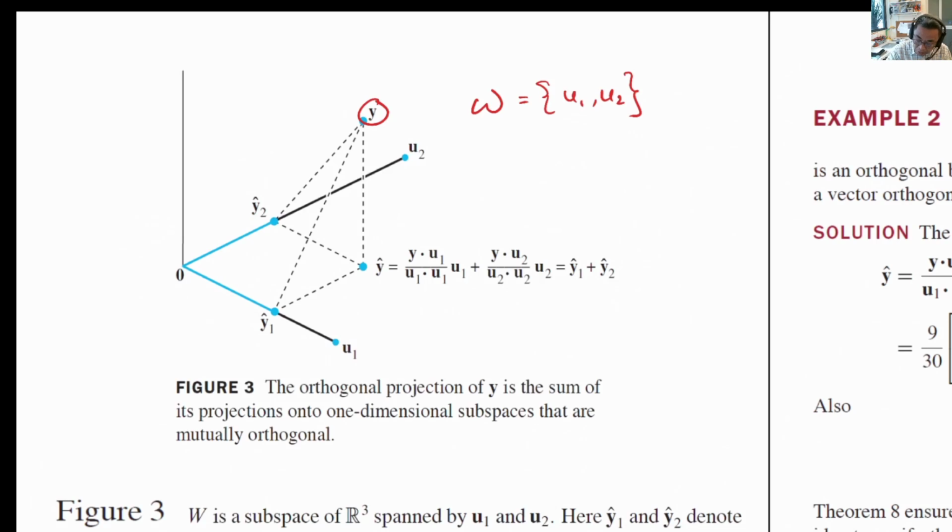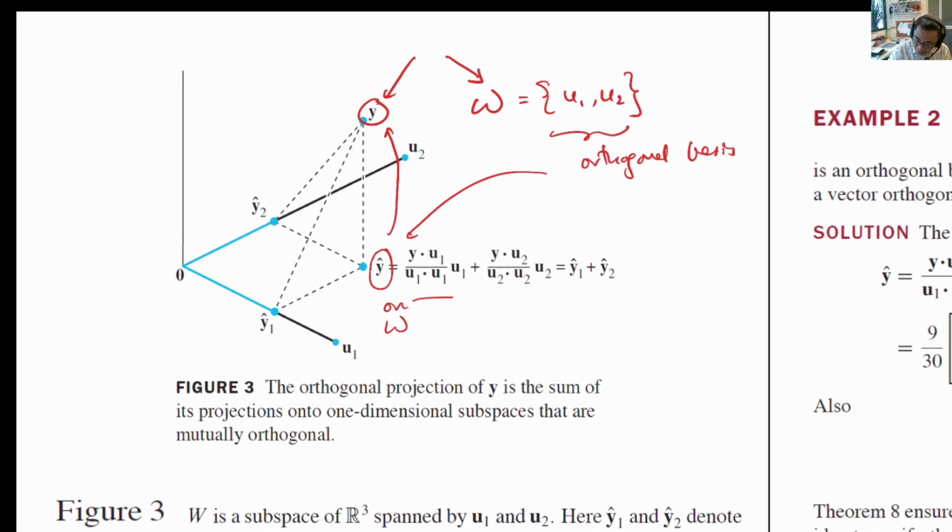In this example, we're going to project y onto the subspace W, where subspace W has the basis u1 and u2, which are orthogonal. Therefore, we can use the formula as we have learned before. y hat is the best approximation of y on the subspace W, found by this equation over here.